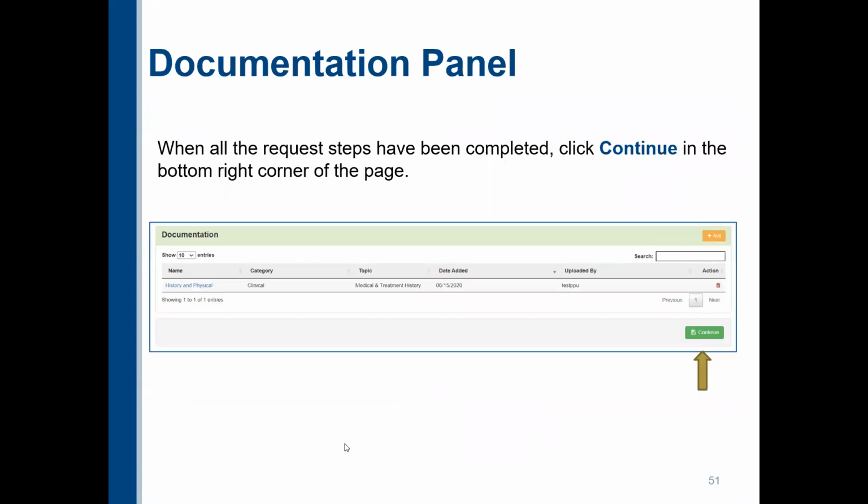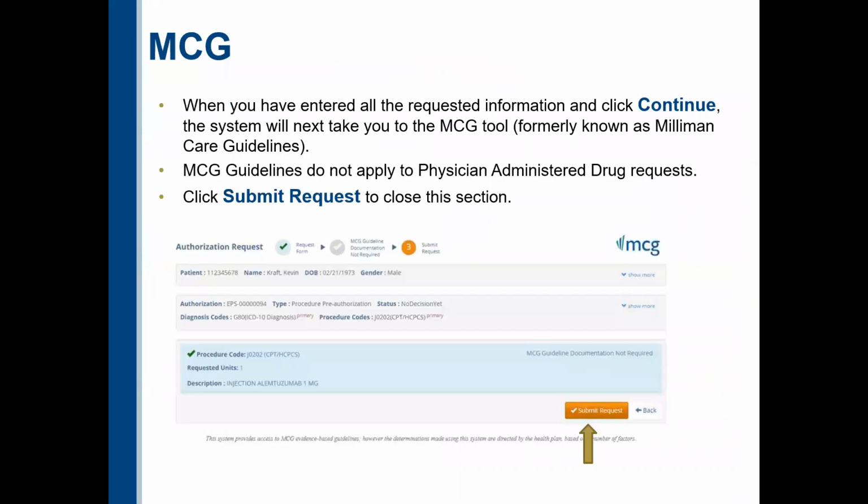When all the request steps have been completed, you'll click continue. When you've entered all the requested information and click continue, the system will next take you to this MCG screen. MCG was formerly known as Milliman Care Guidelines. Milliman Care Guidelines or MCG guidelines do not apply to physician administered drug requests. So you can just click Submit Request to bypass this process.